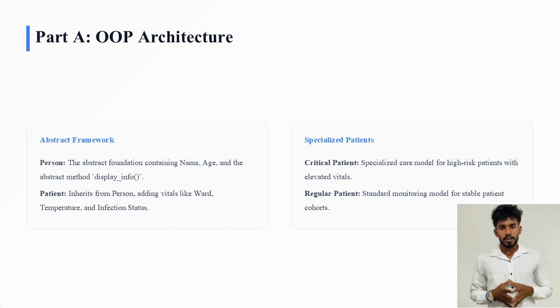Next, we created a Patient class that gets basic data from the Person class. Then we add medical details like ward names, temperature, and heart rates to make our system more realistic. We made two special classes: critical patients for serious cases and regular patients for normal cases. Because of this design, our system can handle different types of patients very easily.